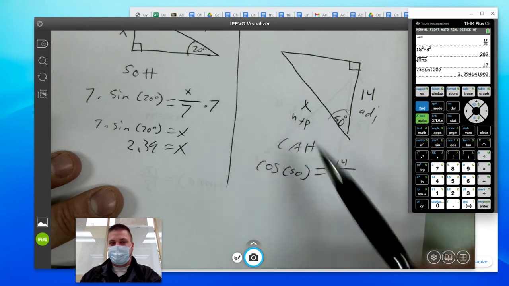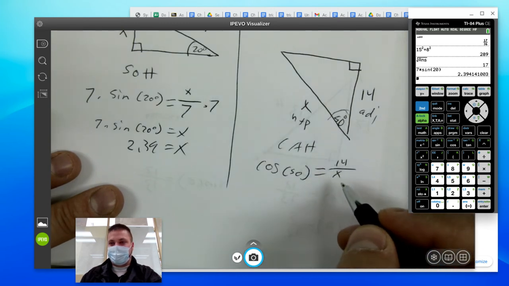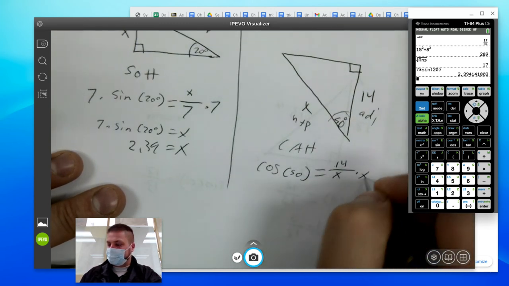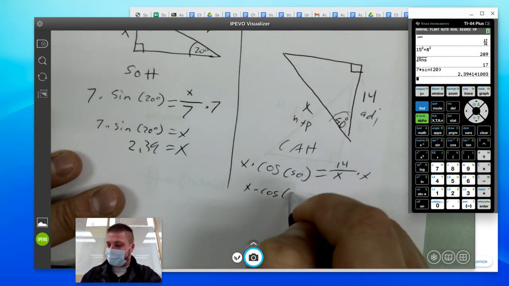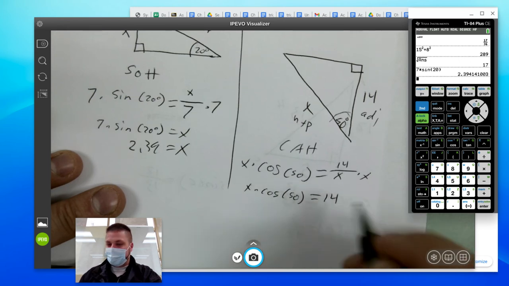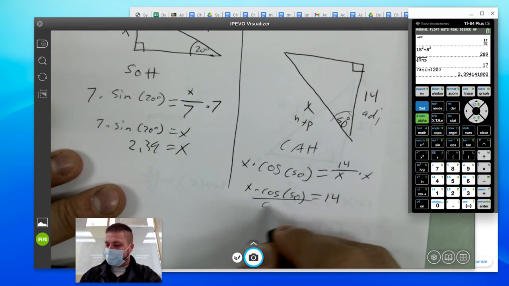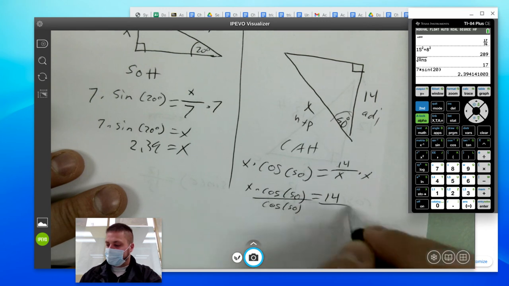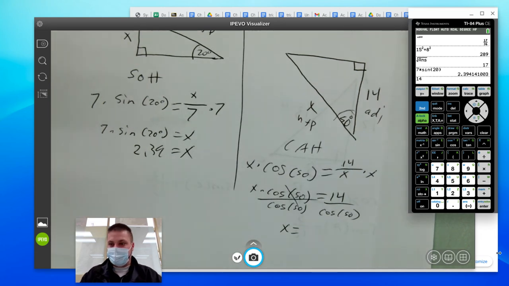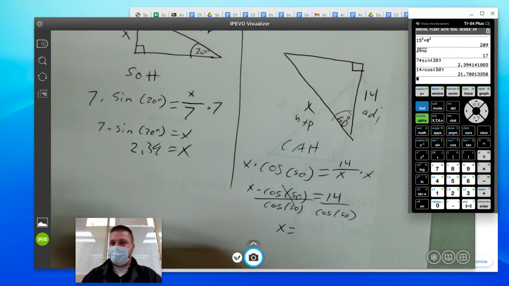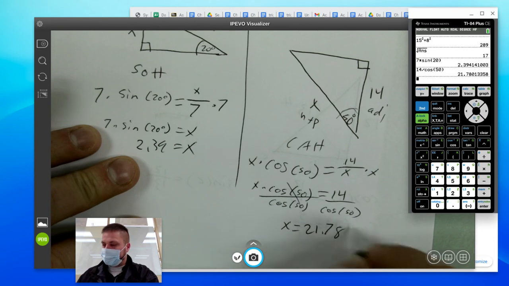Okay, now watch the difference in how we solve these two problems. I can't solve for x as long as it's on the bottom. So the first thing I need to do is multiply by x and get it off the bottom. I've got x times the cosine of 50 equals 14. And so now to solve for x, I just need to divide by the cosine of 50. And I've got that x equals 14 divided by the cosine of 50, which is 21.78.